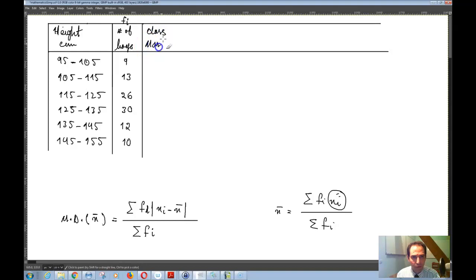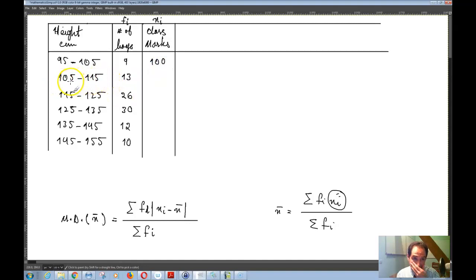I need to find the class marks. To find the class marks, which will serve us as the x of i's, you need to take the average of these two numbers. So 105 plus 95 is equal to 200. So the average of that would be 100.